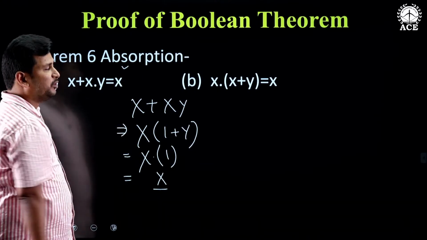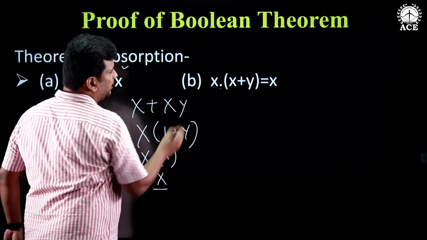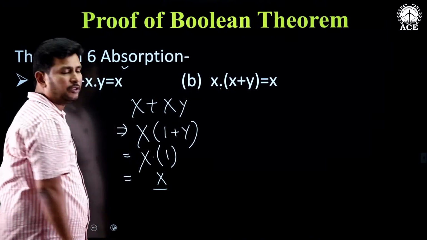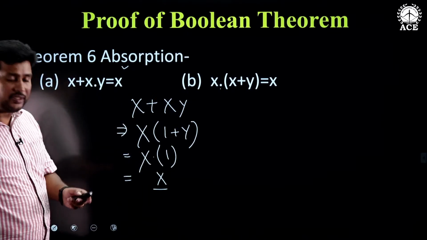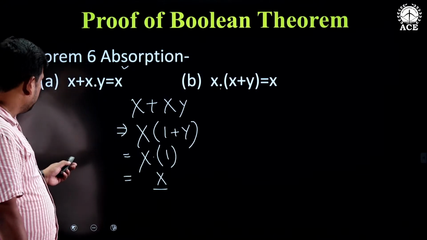This is called absorption. And what will be the dual expression? OR becomes AND and your AND operation becomes OR. So these are the 6 different theorems and postulates which are very much useful in your Boolean algebra.